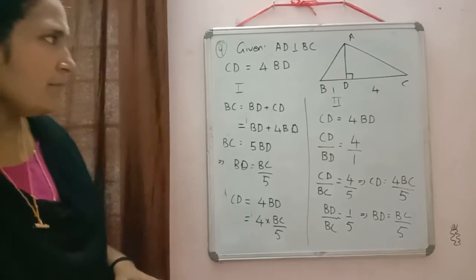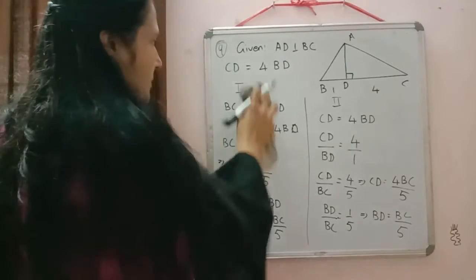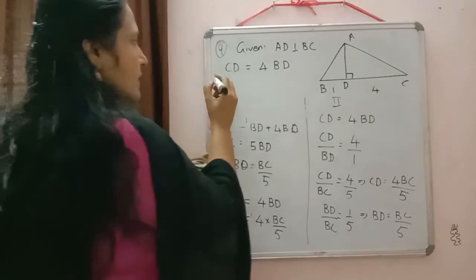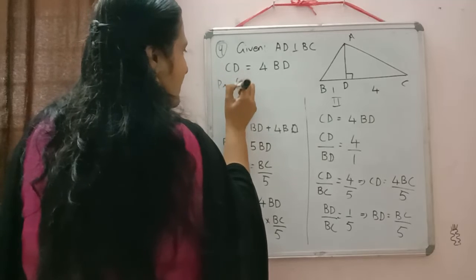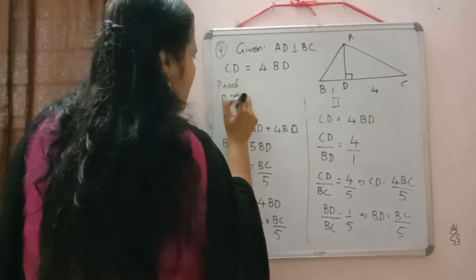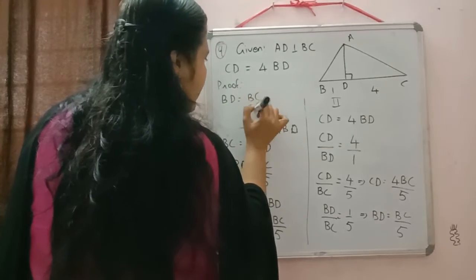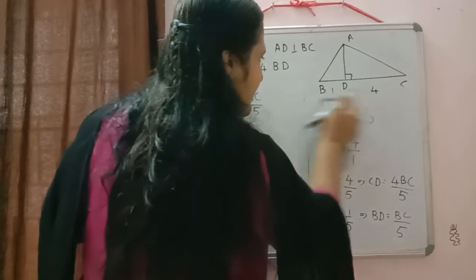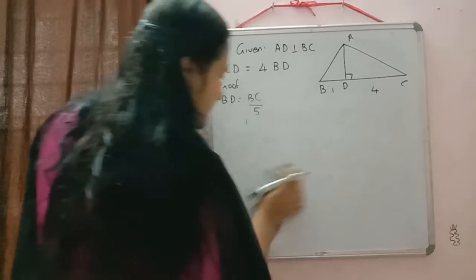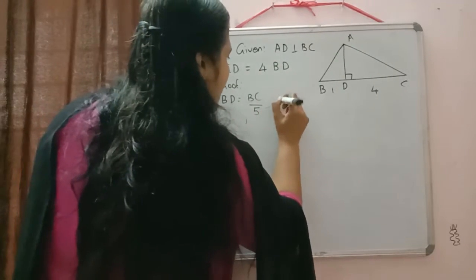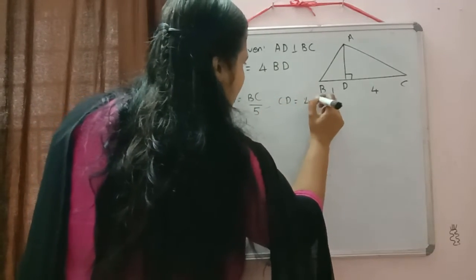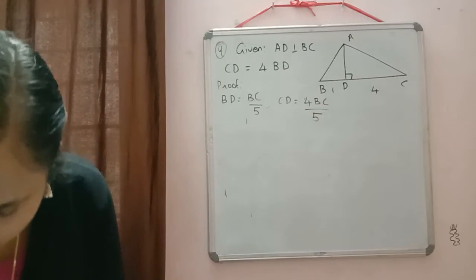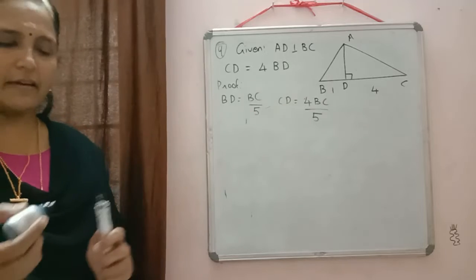Okay. So I am writing here what we wrote. BD can be written as BC by 5. So just write down in proof. We'll write BD is equal to BC by 5, and what we got? CD is equal to 4BC by 5. Whenever these type of questions are given, convert the sides which are given in the question.